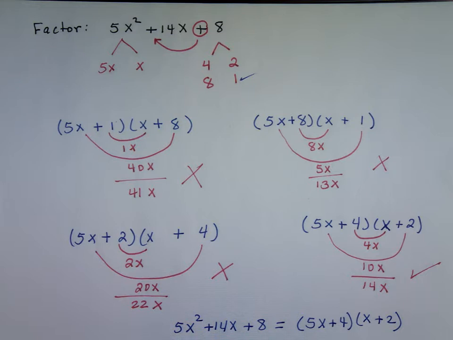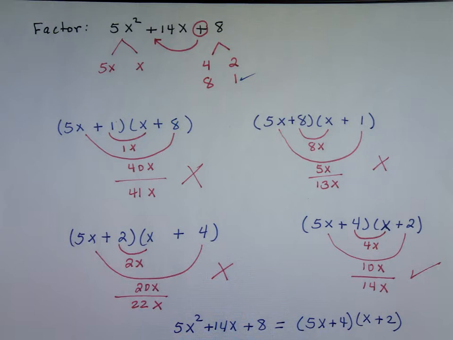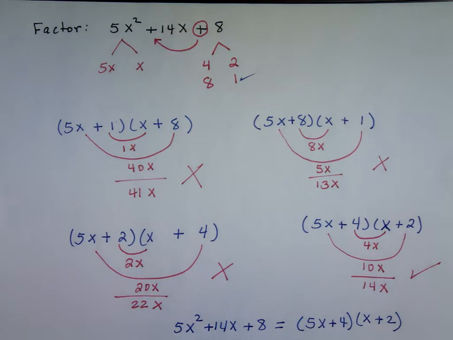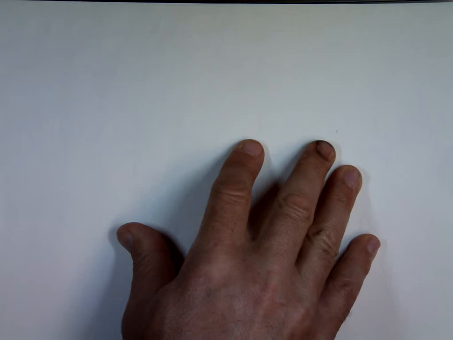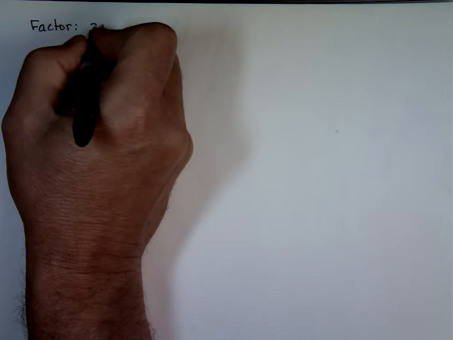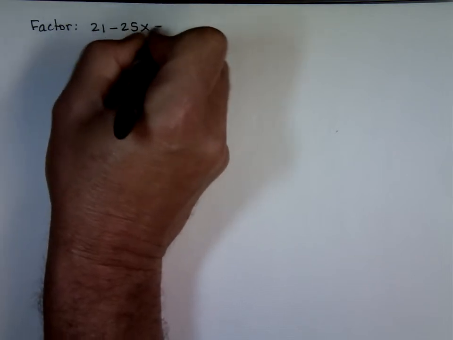Let's make the problem more challenging. Let's give you more than one choice for the first term. Sometimes you have 3, 4 choices for it, and 3, 4 choices here, which will make it 24 different combinations. So let's factor 21 minus 25x plus 6x squared.